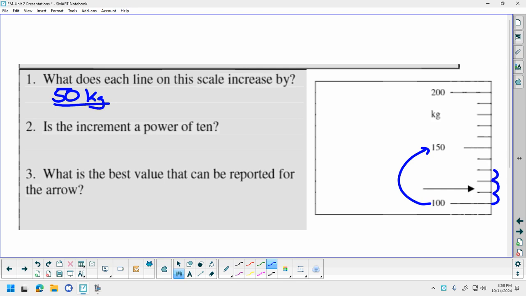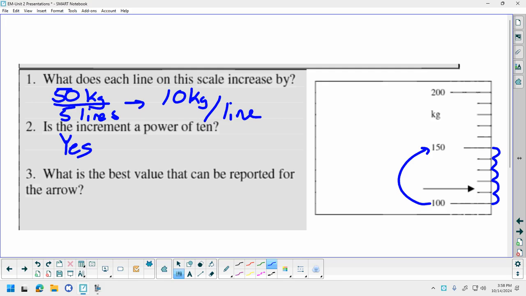1, 2, 3, 4, 5. So that's 5 lines. Which tells me that my scale here is 10 kilograms for each line. So every line on here is 10 kilograms. Next step, is that a power 10? Yeah, it's a power 10. I mean, the scale is 10.